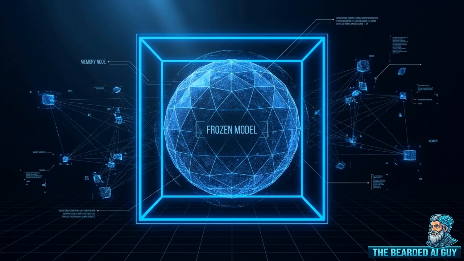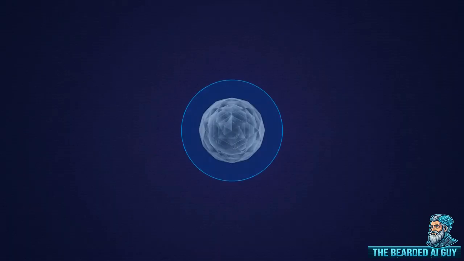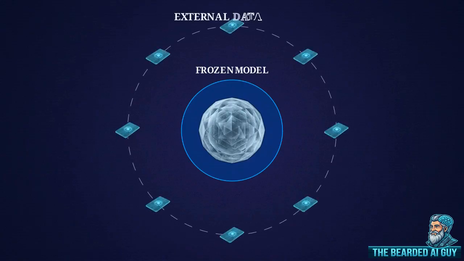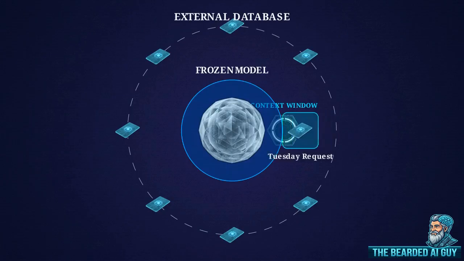To understand why it's so hard, we have to start with the constraint that shapes everything. The model is frozen. Its core weights never update between sessions or user requests. Because the model cannot learn internally, any memory of your Tuesday request must live entirely in an external database. It is then selectively reintroduced into the prompt at runtime.